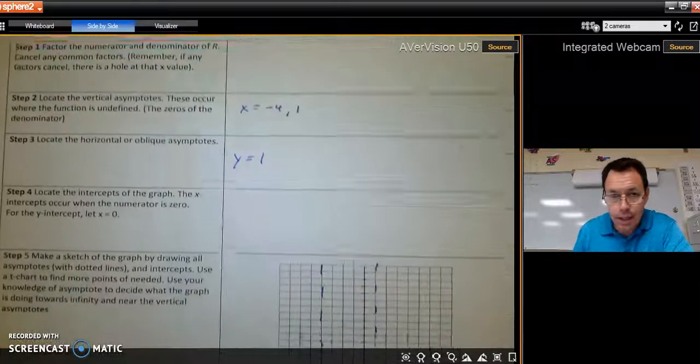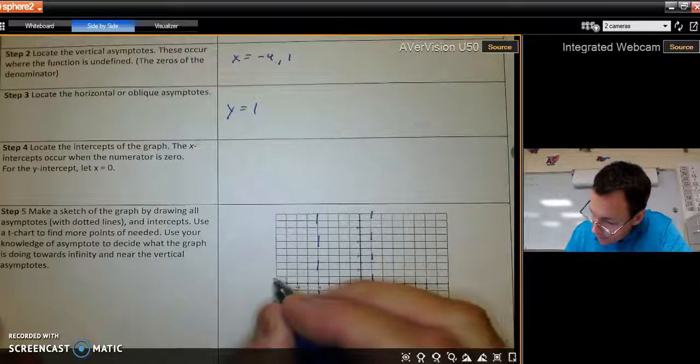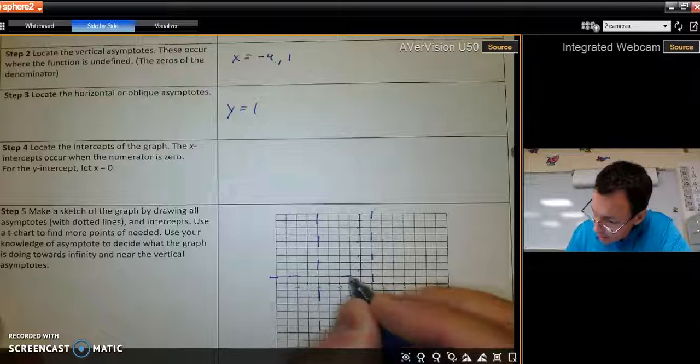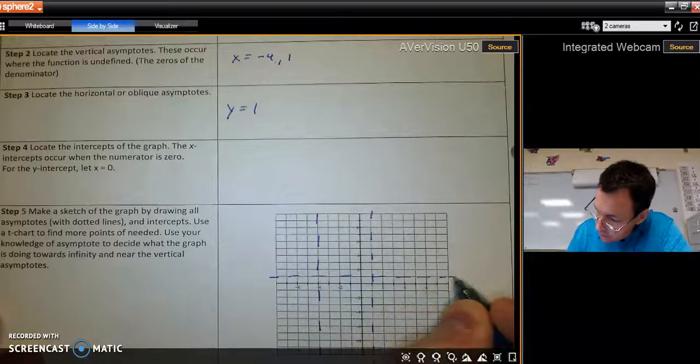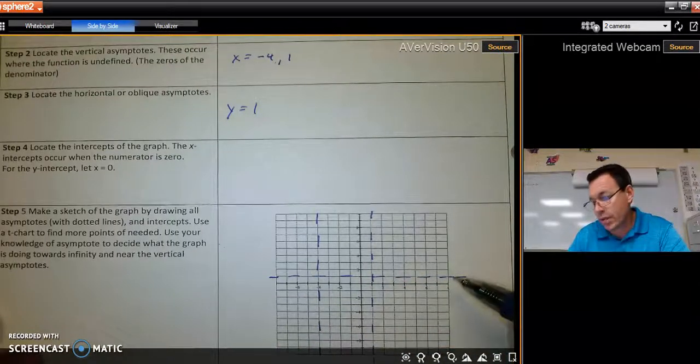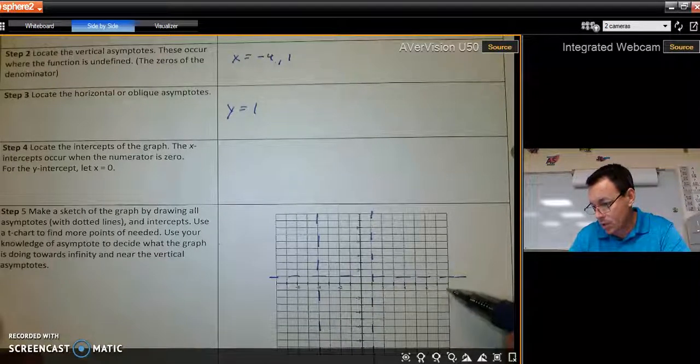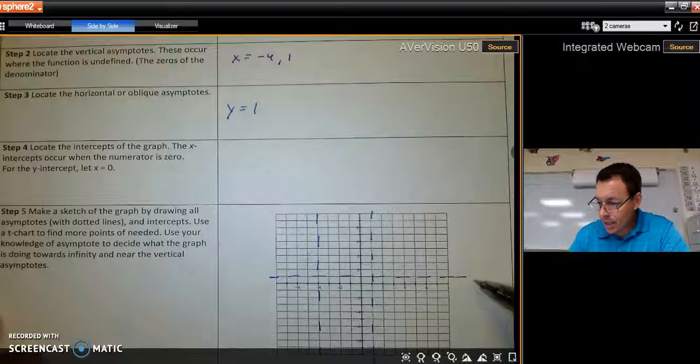So again, I like to just go ahead, go down, and draw that. Okay, so this is going to tell us what happens as we head towards infinity. Either our graph's going to come from the top and curl down, or it's going to come from the bottom and curl up, but it's going to get closer and closer to these dotted lines on the ends.